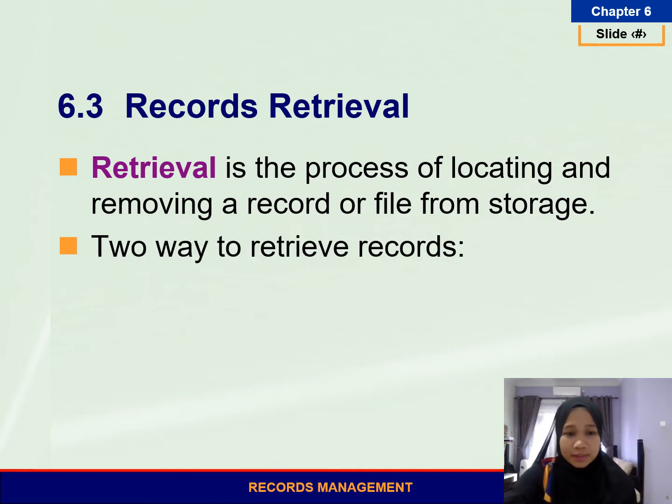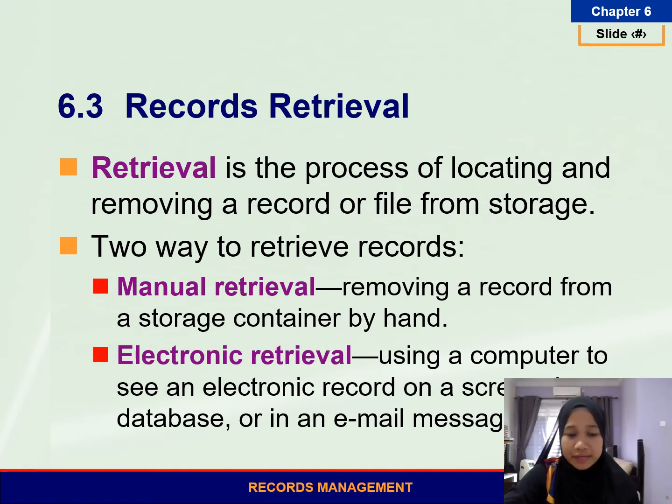So there are two ways of retrieving records: manual retrieval and electronic retrieval. Retrieval ni adalah cari balik record. Bila kita simpan record, sampai masa tu kita akan request back the information for making a decision for our future reference. So there are two ways to retrieve the record. First is manual retrieval, second is electronic retrieval.